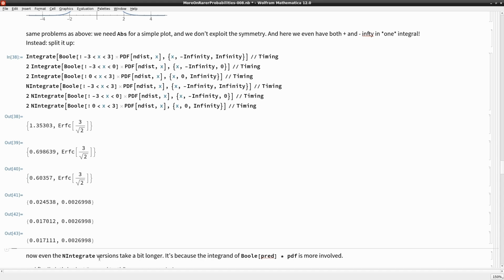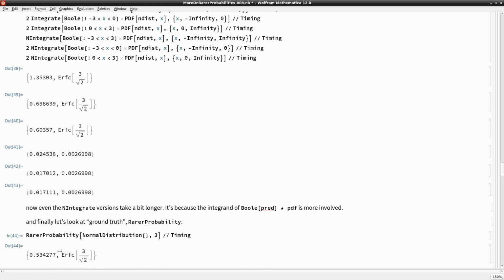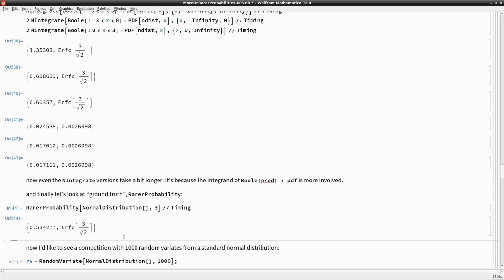And now even the NIntegrate versions take a bit longer. Yes, it's because the integrand Boole of predicate times PDF is more involved. All right, and now let's look at ground truth. After all, we just were trying to recreate RarerProbability itself, and we see we get the same number, and we need half a second for this, 534 milliseconds.